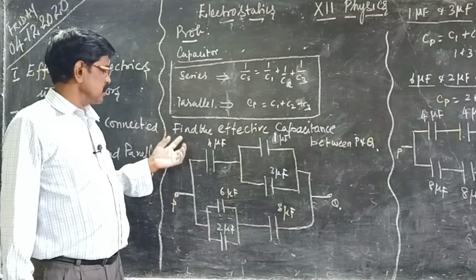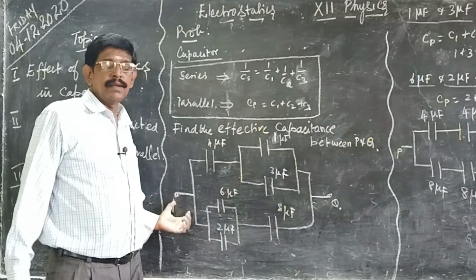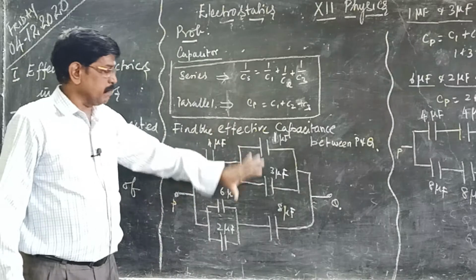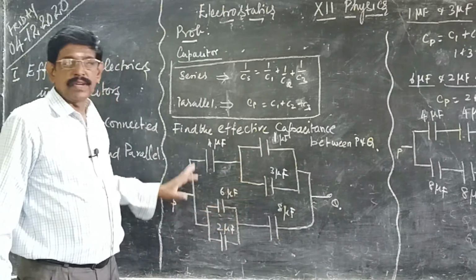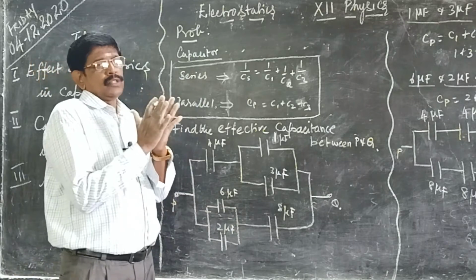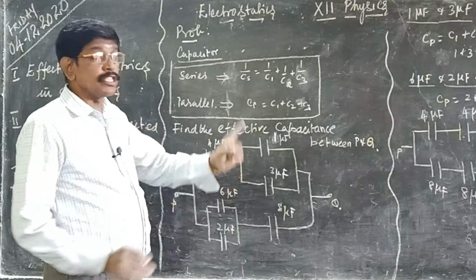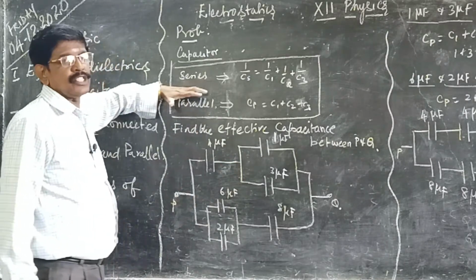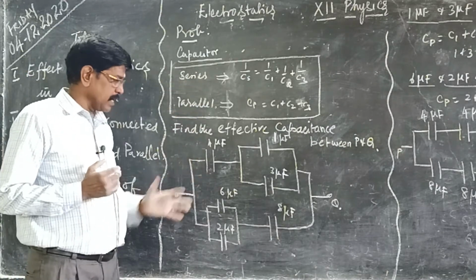What is the question? Find the effective capacitance between the terminals P and Q. The picture is given. See, all are capacitors: 4 microfarad, 1 microfarad, 3 microfarad. You have to use the formula and combine all the capacitances into a single capacitance. For that, you have to apply this concept, series as well as parallel. Now observe this diagram.